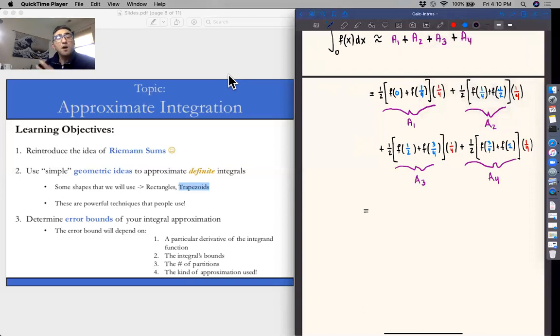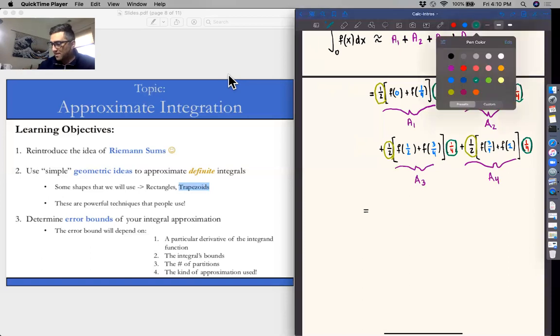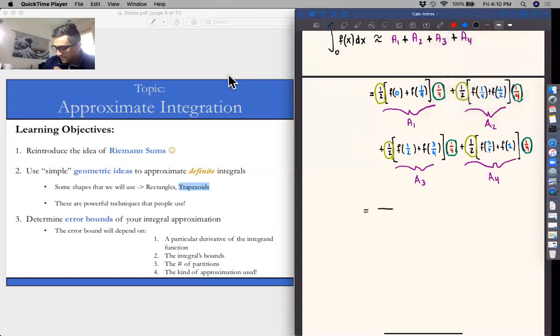Now, if you notice, there's a couple things that each of these terms have in common. If we just take note of this, each term of this sum has a 1/2 sitting out in front. Each of these terms also has this 1/4 at the very end. So we're just going to pull that 1/2 and 1/4 out in front. So I'll divide by 2, and I'm just going to put this 1/4 up in the numerator.